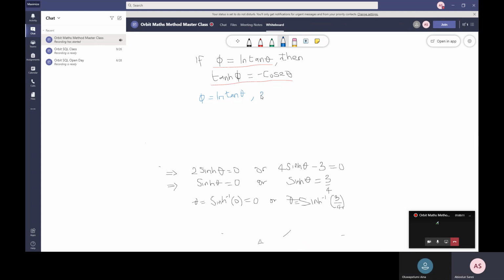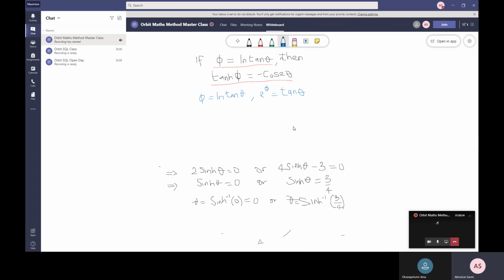So if I take exponent of both sides, I have exponent phi. So that will be exponent phi, which is equal to tan theta, right? Are you with me?